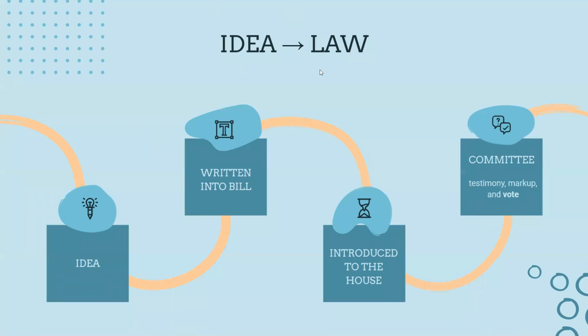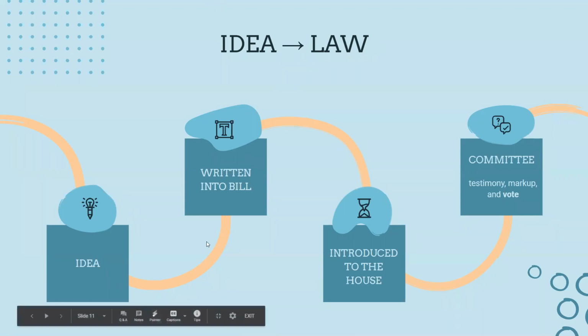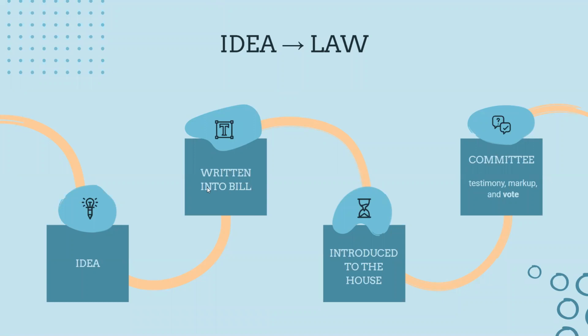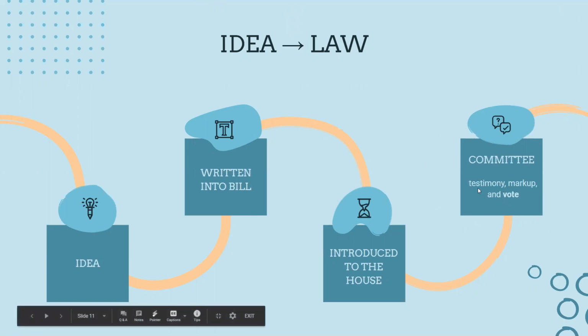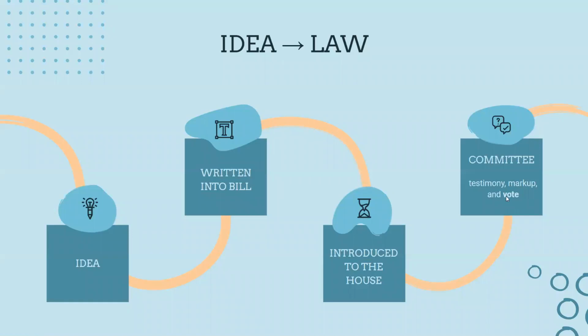So let's see how an idea becomes a law. First, it starts with an idea. It's written into a bill, and then it's introduced to the House or the Senate. It depends. But for this example, we'll start from the House, but it can start from either. It'll just be opposite. Then it goes to a House committee in this case, where they do a testimony, markup, and vote. And vote is bolded here because the bill can just die, so it would never become a law. So if most of the committee members decide that it's a bad bill, it would just die and never become a law.